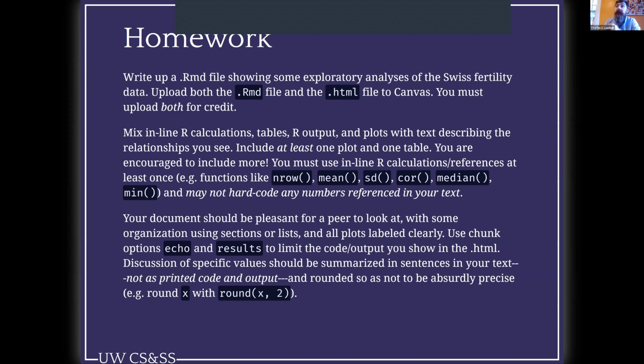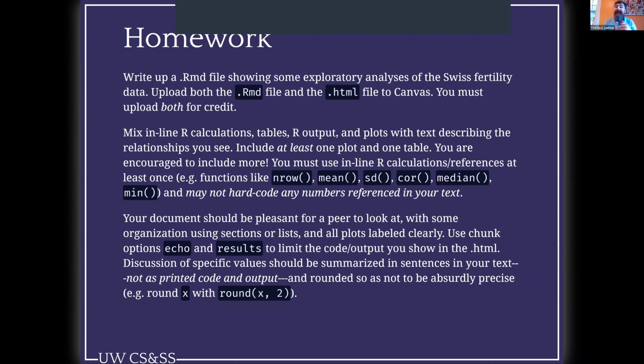On Canvas, you need to upload both the .rmd file you write your code in and the .html file that is produced when you knit it. The HTML file pops out in the same folder the RMD is in. I recommend that you have one folder for each homework assignment, an RMD file in there, you knit it, and the HTML will appear in the exact same folder, okay?